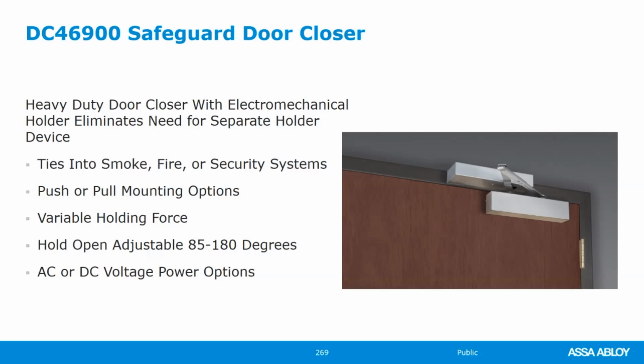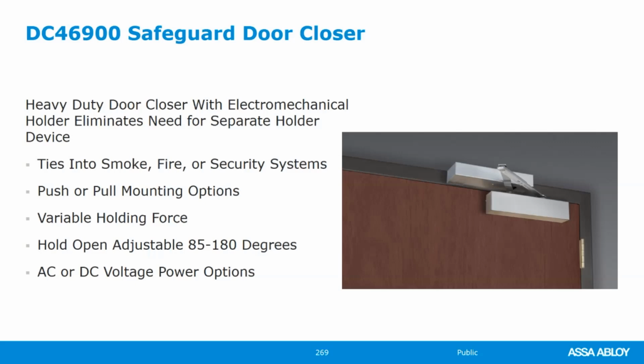The first one here is a DC 46900 series. You notice it follows that same pattern with Corbin Russwin, where there's an 8 or a 9 in the middle between the series and the function. So our DC 46900 can be mounted on the push side or the pull side. You'll notice that the arm sticks off the face of the door. You have a separate box for the closer and a separate box for the electronics. That could be an eyesore to some.